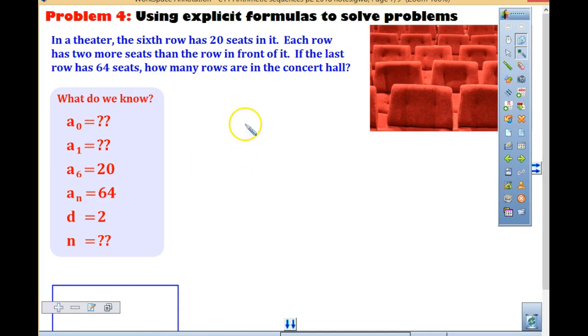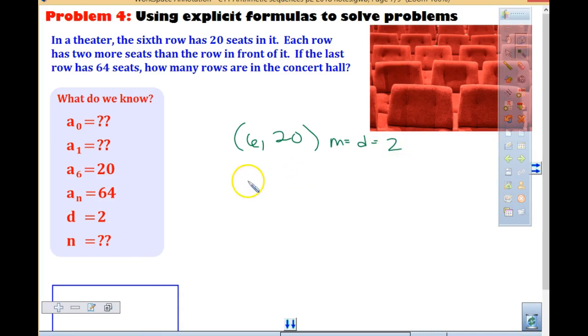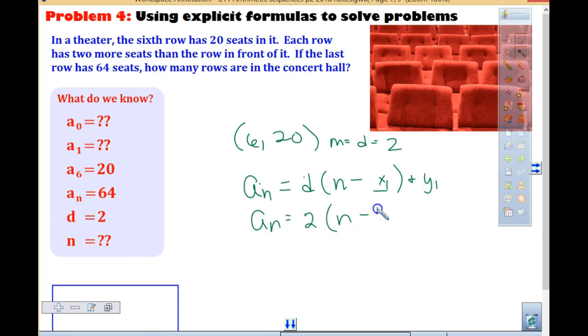So we're going to start with what we know. We know 6, 20. We also know the slope, or our common difference, is 2. So the easiest form to write it in is when you know a point and the slope, which is point slope. Instead of writing y equals, we are going to put a sub n because we're dealing with an explicit formula. We are going to put our slope, or our common difference, n minus the point, the term, plus, so this is kind of like our x1 and y1. So a_n = 2(n - 6) + 20.